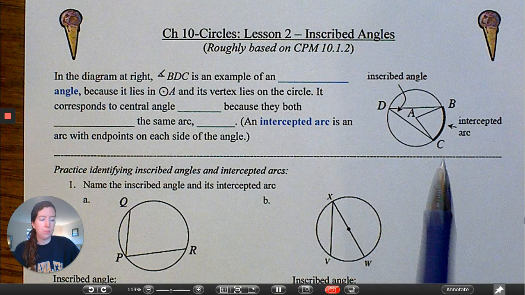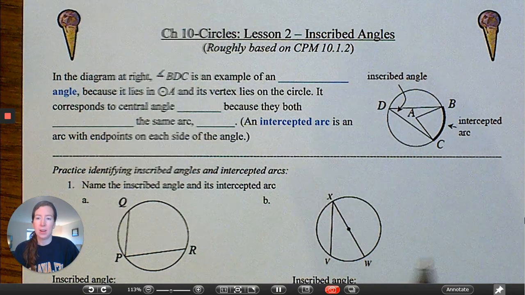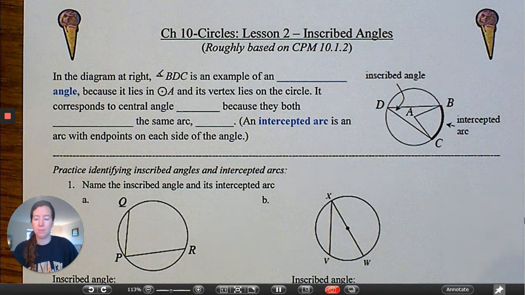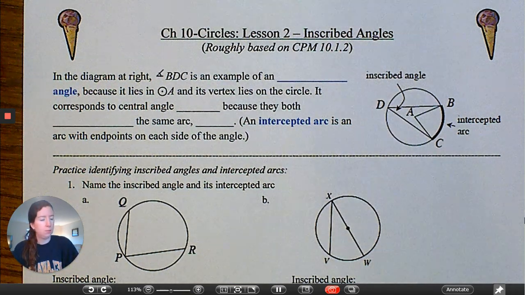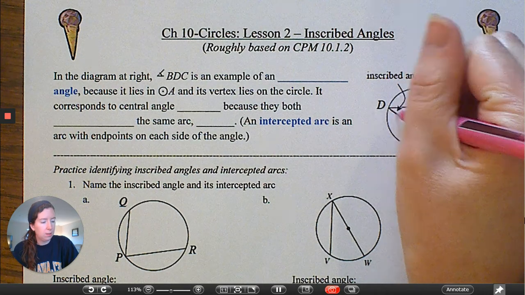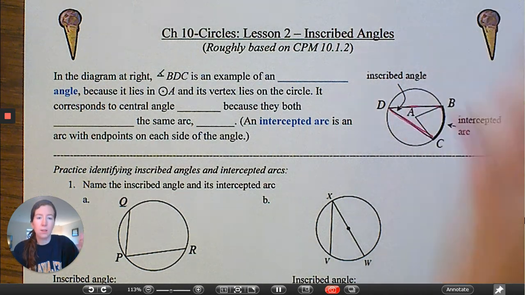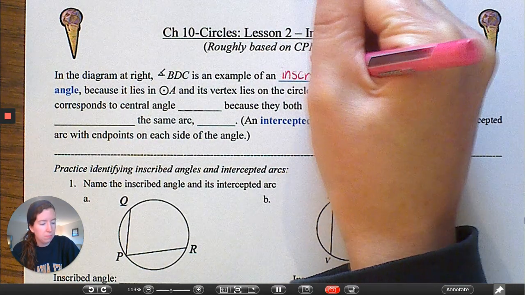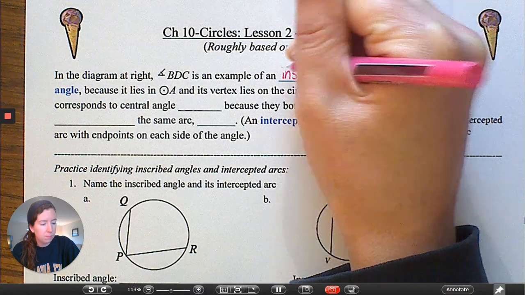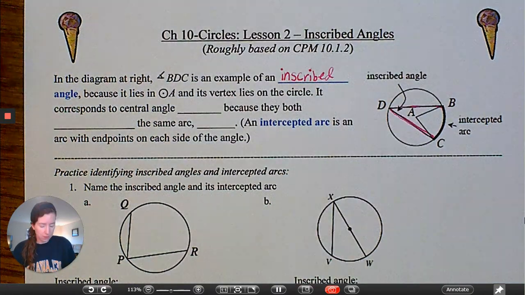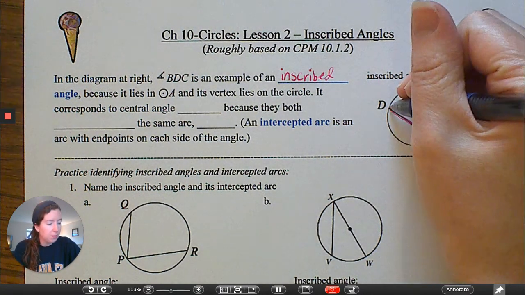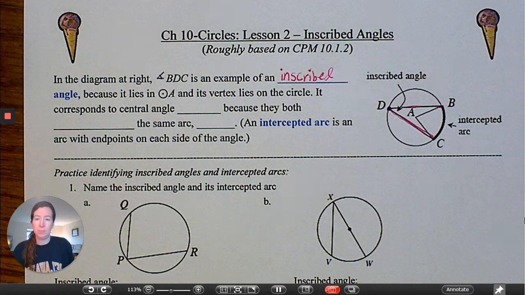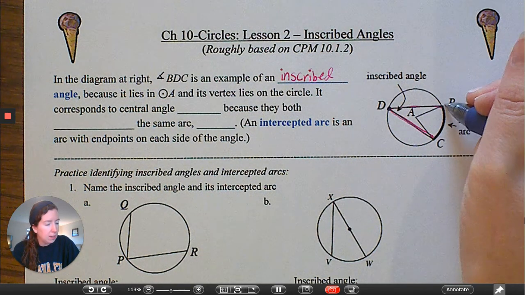So looking at this picture right here, we see that in the diagram, angle BDC, which is right here, is an example of an inscribed angle because it lies in circle A. The vertex is on the circle. So this point D, its vertex is on the circle. Okay. Now it corresponds to central angle BAC.